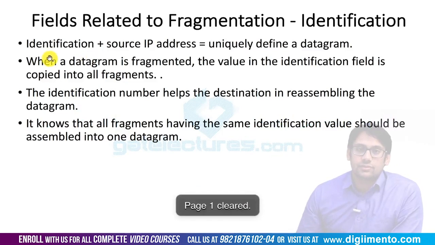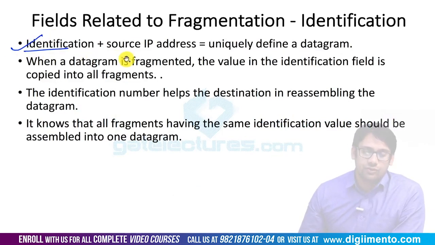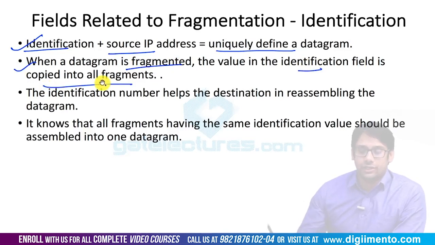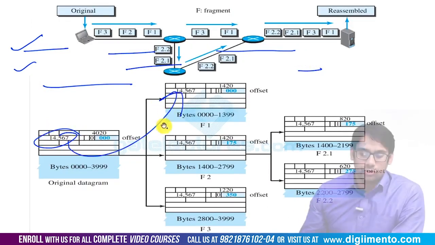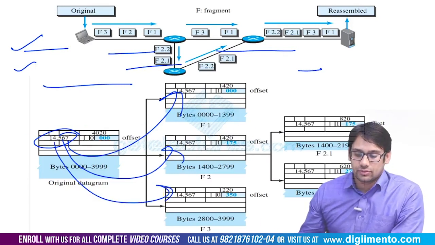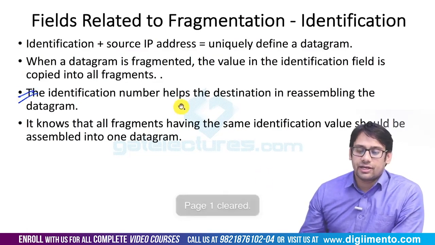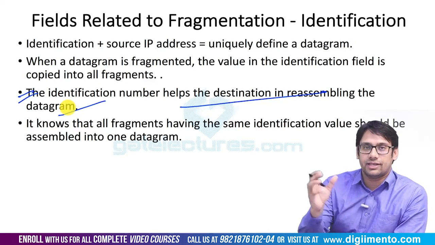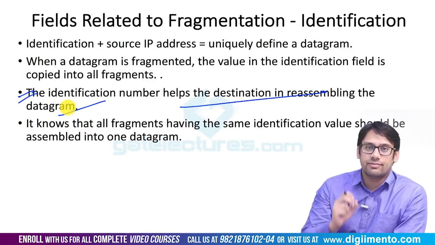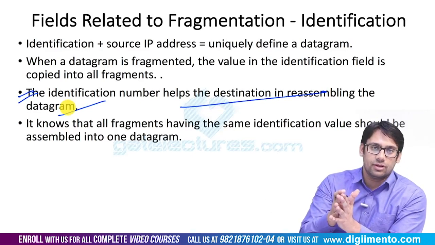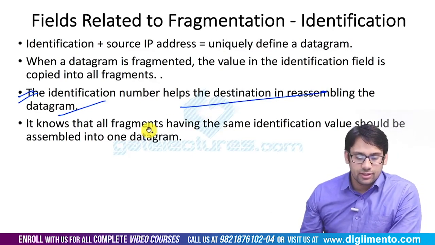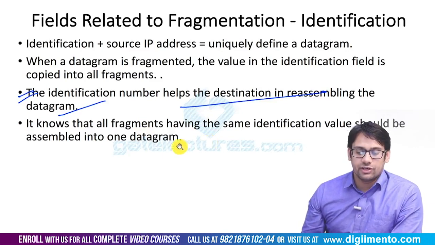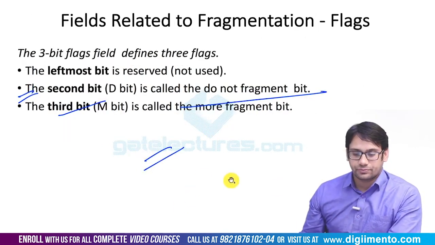these are the fields. The first field is the identification. We need the identification and source IP to uniquely define a datagram. When a datagram is fragmented, the identification field is copied to all the fragments, as you can see here. The identification number helps the destination reassemble the datagram. When the destination gets the fragments, if they have the same identification number, then all those packets will be reassembled, because it knows that all fragments having the same identification value should be reassembled into one datagram.